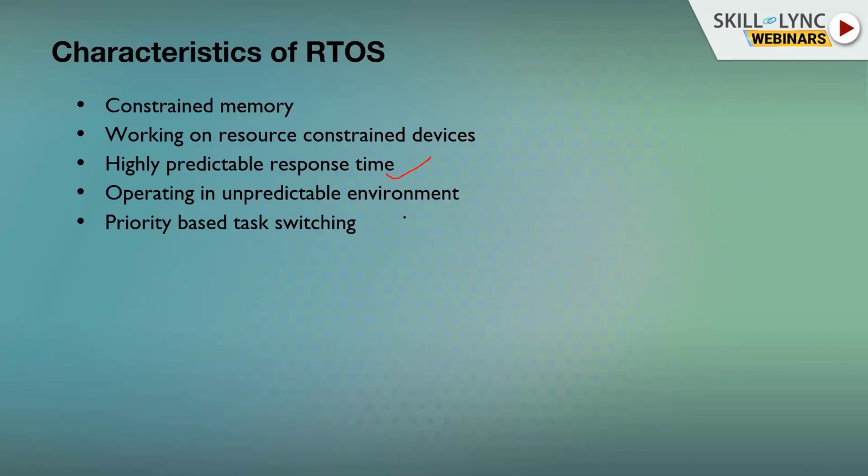And then operating in an unpredictable environment. Sometimes we don't know what event may happen, so we should be prepared for a catastrophic event. We should understand what may happen out of it, and then we should program for that particular event, for a deterministic event to happen at that particular instance, for an unpredictable event. And then priority-based task switching, sometimes referred to as context switching, is also going to happen.